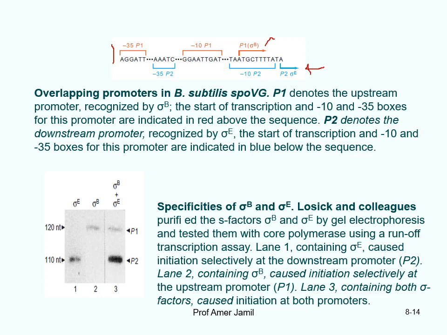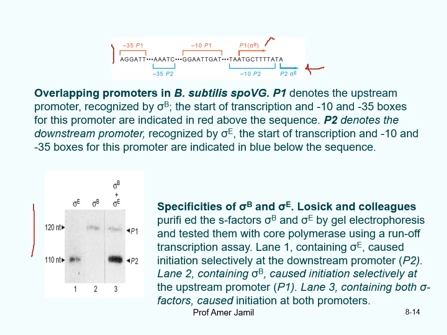So these two promoters overlap with each other. Now it depends just on the change in the sigma factor, whether it is sigma B or sigma E, the RNA polymerase will bind to that particular promoter and start its transcription. Hence, specific genes are transcribed. And this figure just shows the specificities of sigma B and E.